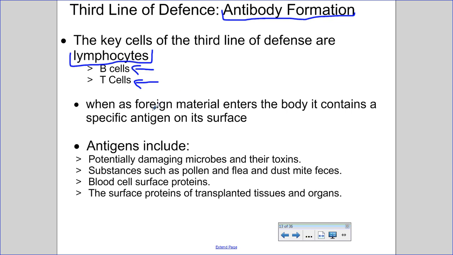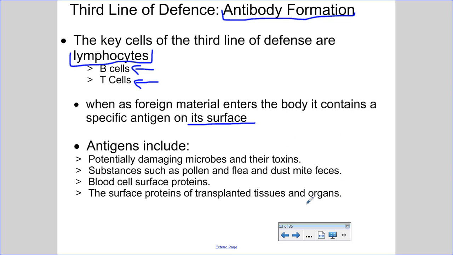So when foreign material enters the body, it will contain a specific antigen on its surface. Antigens can include potentially damaging microbes and their toxins, substances such as pollen and flea and dust mite feces. Antigens can include blood cell surface proteins, so proteins on the surface of blood cells, and the surface proteins of transplanted tissues and organs.